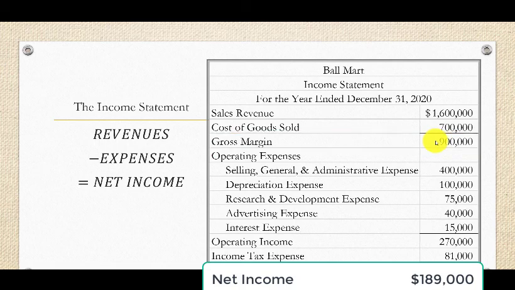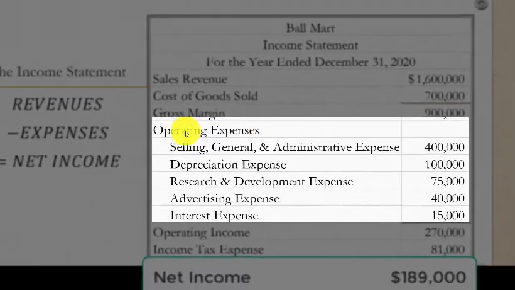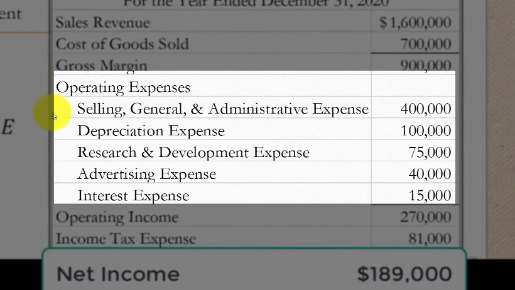But wait, there's more, of course. We got to subtract operating expenses. And those will vary from company to company, but I'm listing typical ones you see. SG&A expense includes a lot of salaries for office employees and things like that. Depreciation expense on things like the offices and the stores of the company.